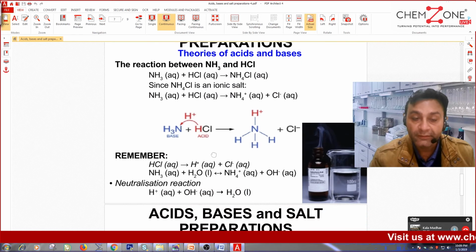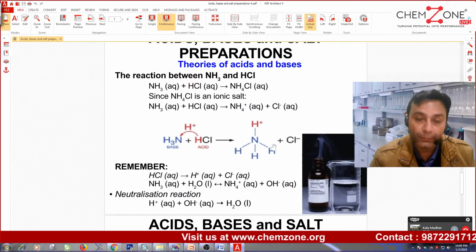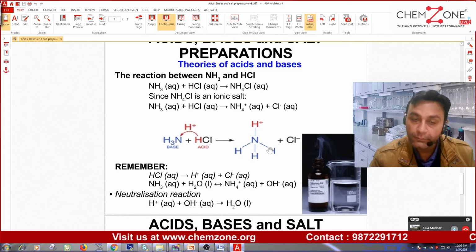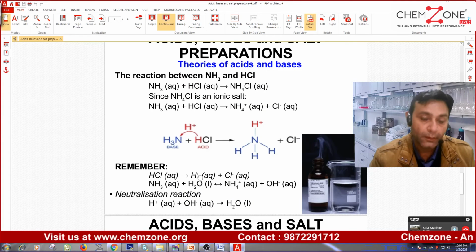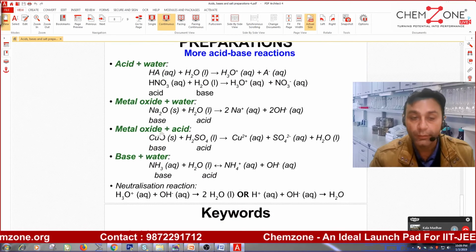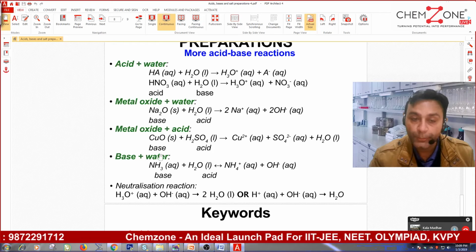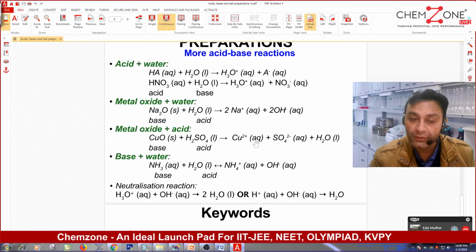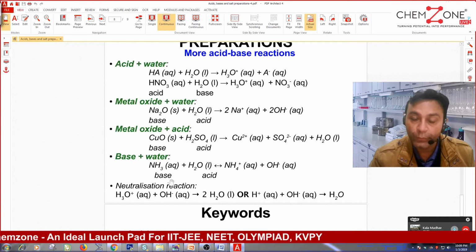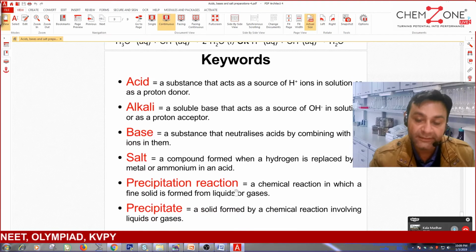So this thing we have done, right? An acid and a base combine to form a salt. Right? So, more acid-base reactions here. Now see, oxide plus water to form NaOH, copper oxide plus sulfuric acid to form copper sulfate, ammonia plus water to give ammonium hydroxide. Okay. The keywords, are these clear?